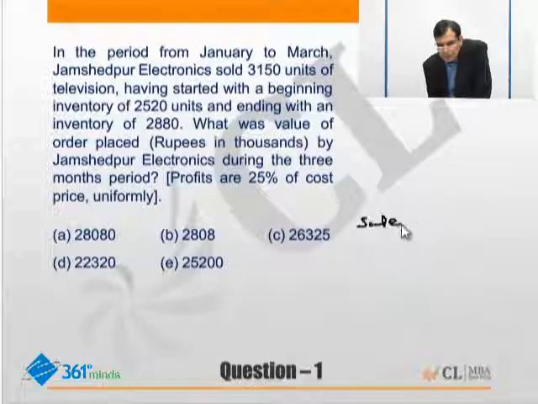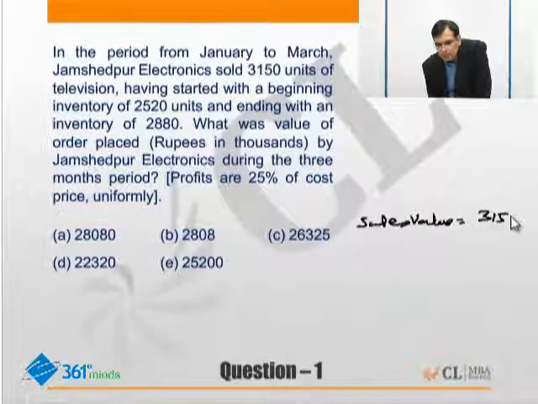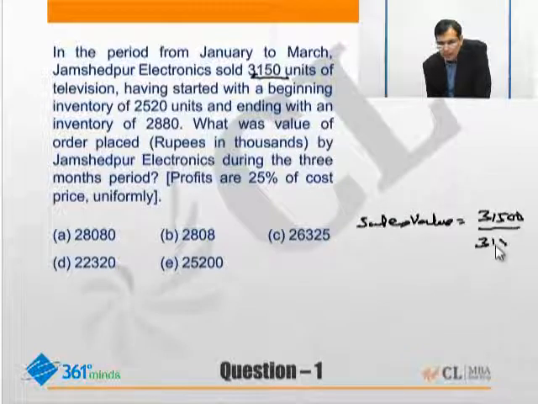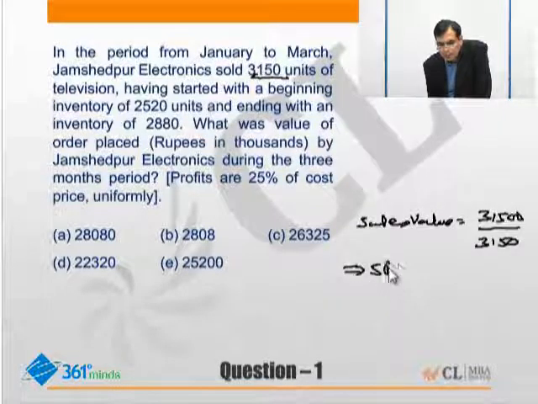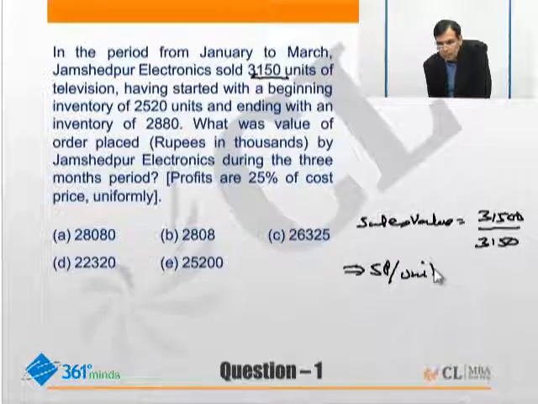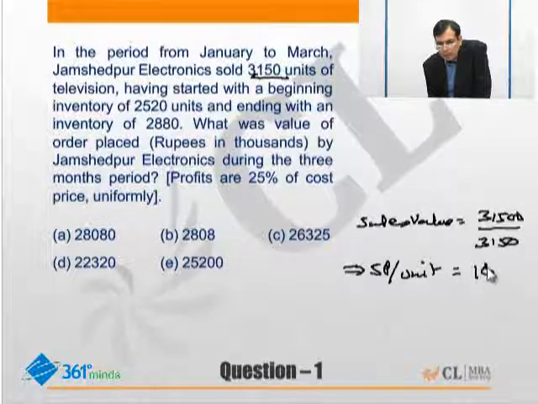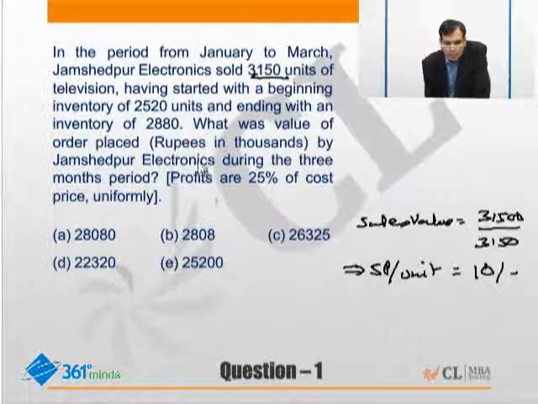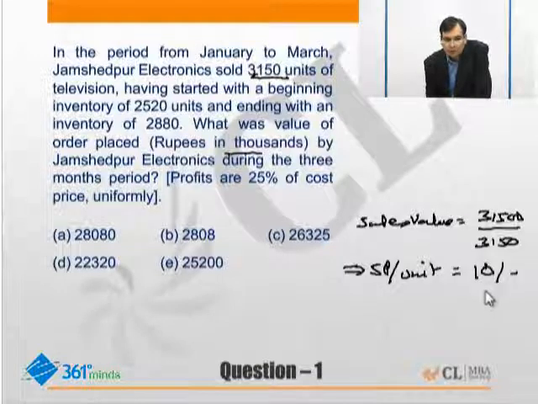Sales value is 31,500 and the units sold is 3150. So divided by 3150, this will give us the sales price per unit, which is nothing but 10 rupees. Remember, all are in rupees 1000, so this effectively is nothing but thousands of rupees, 10,000 rupees.